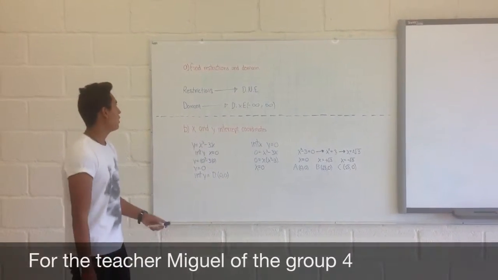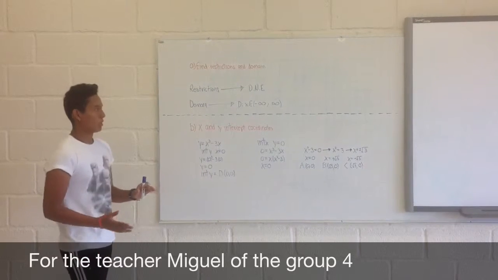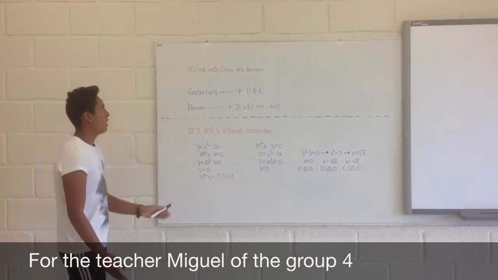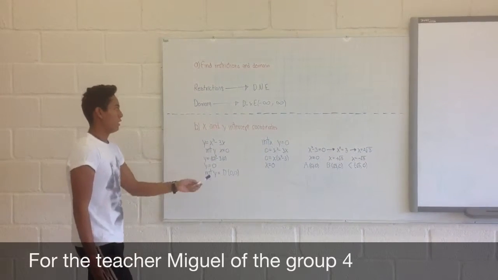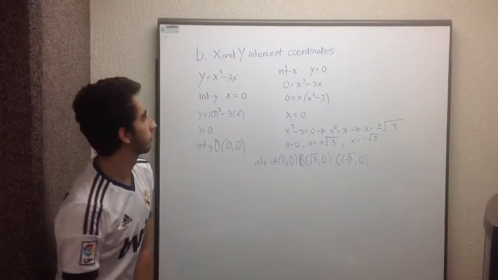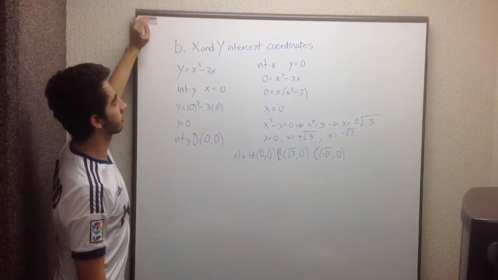For point A, we need to find the restrictions in the domain. Because our function is polynomial, we don't have any restriction. And because it's polynomial also, the domain is from minus infinity to infinity. Okay, in point B, we have to find the x and y intercept coordinates.